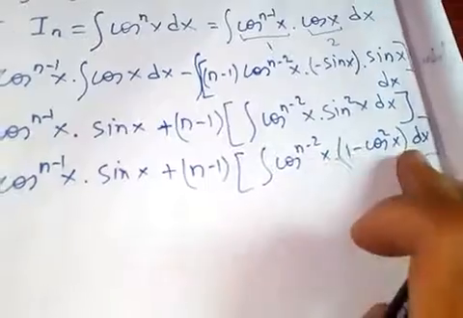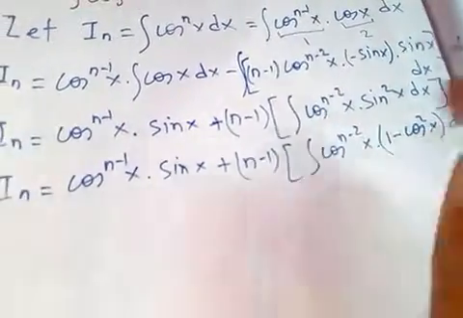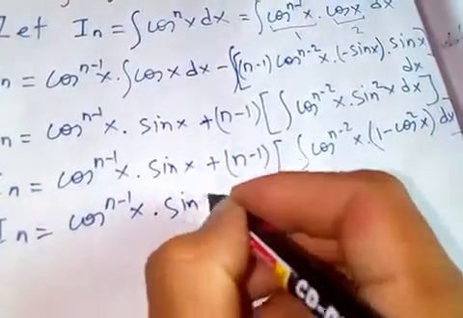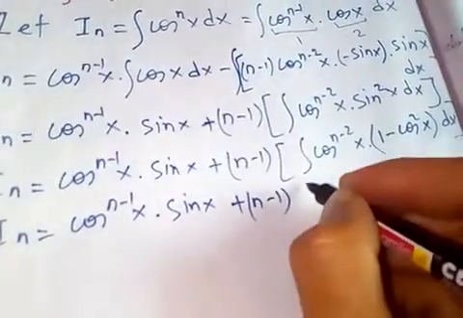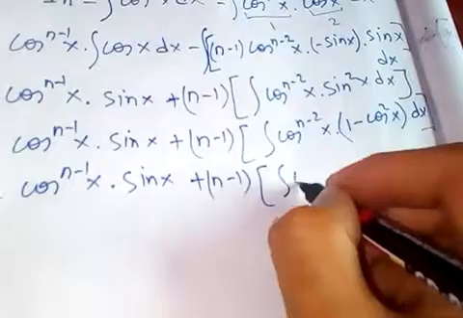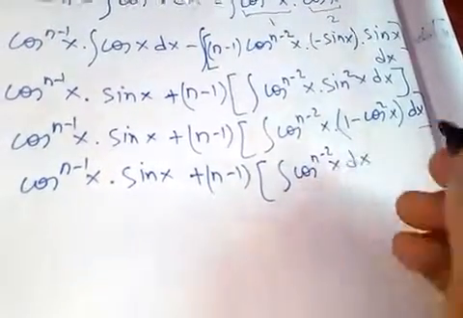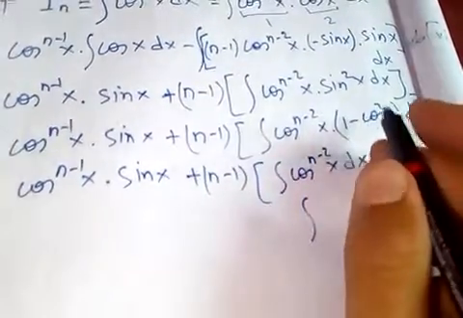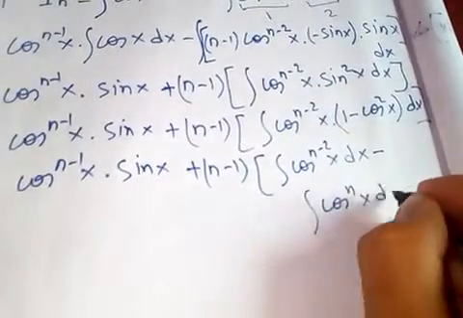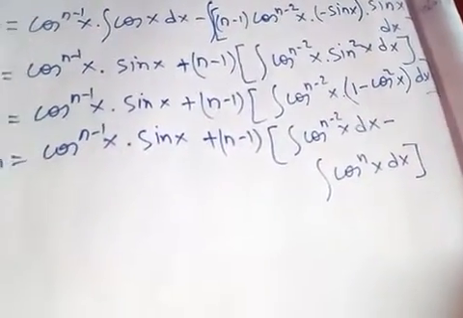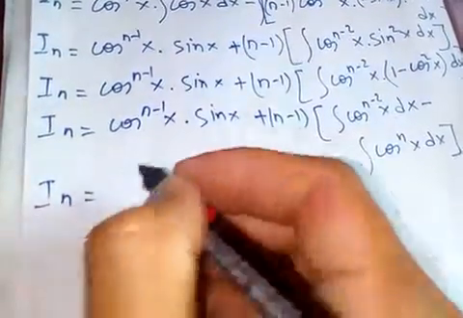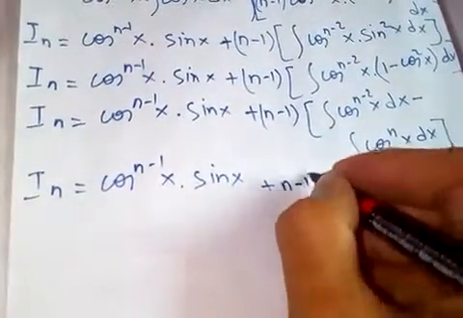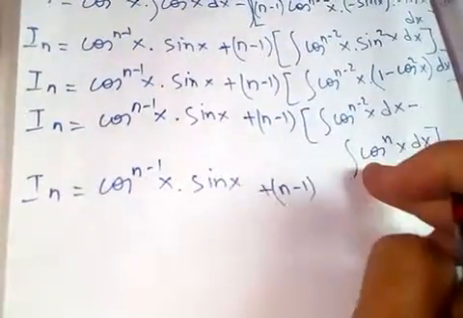Now let's multiply both sides, and this one let's multiply separately. So our integral I n will be cos^(n-1) x sine x plus n minus 1 times the integral of cos^(n-2) x dx minus the integral of cos^(n-2) x into cos square x, which is cos^n x dx only. Now I n is equal to cos^(n-1) x sine x plus n minus 1, let's multiply n minus 1 separately.